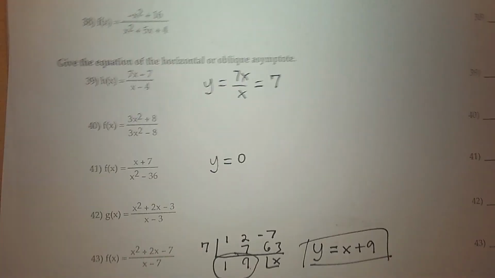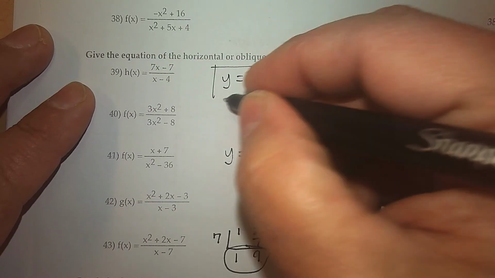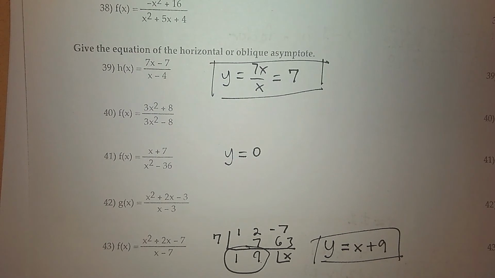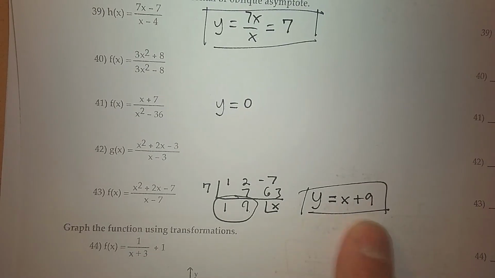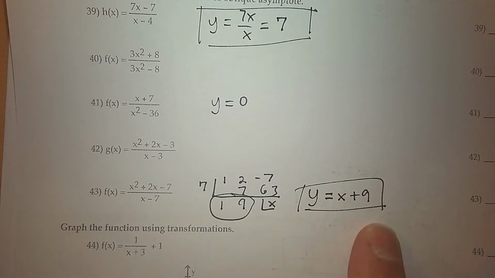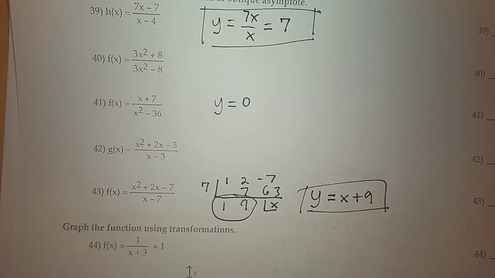So, recap. If the numerator and denominator are equally powerful, you're going to divide the power terms, whatever number it is, it won't be 0, whatever the number is, that's the horizontal. If the top is weak or the bottom is more powerful, it's always y equals 0. And if the top is more powerful by 1, you divide, and that oblique, which is a slanted asymptote, is found by dividing. Those are your 3 situations. All right, number 45.